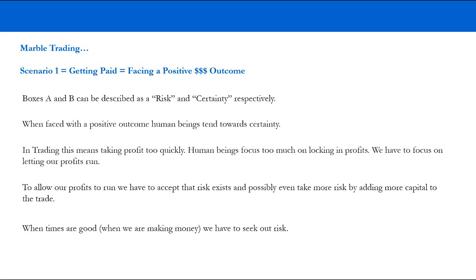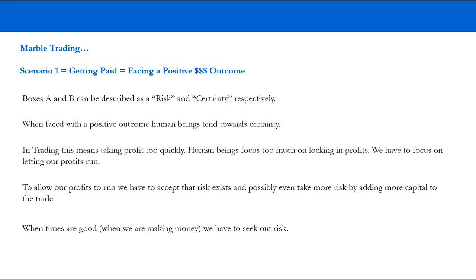Now in trading, this basically means taking profit too quickly. Human beings focus too much on locking in profits. And as traders, what we actually have to do is the opposite. We have to focus on letting our profits run. Now, from this scenario, how are we making a profit?